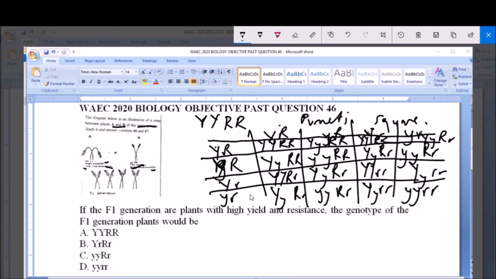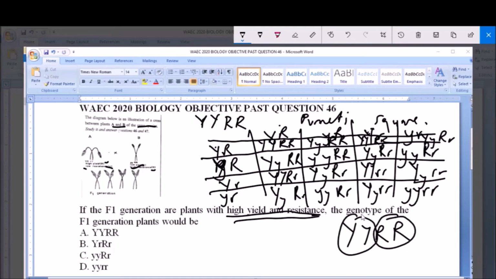So it asks which of them will have high yield and high resistance. The one that is definitely sure to have a high yield and resistance will be the one with this genotype, as it is homozygous high yield, homozygous high resistance. So it is a perfect plant for high yield and high resistance. So the correct answer is A, capital Y, capital Y, capital R, capital R.